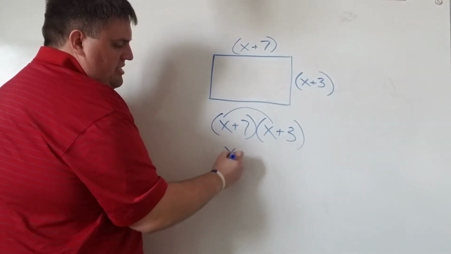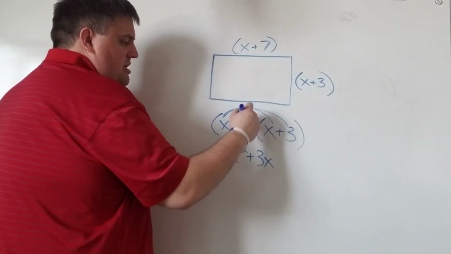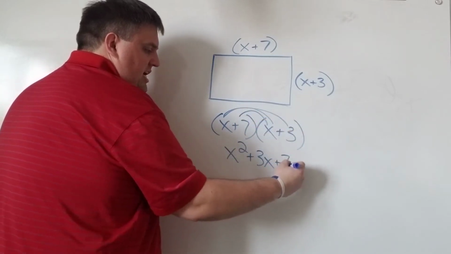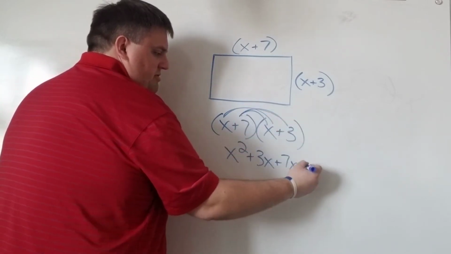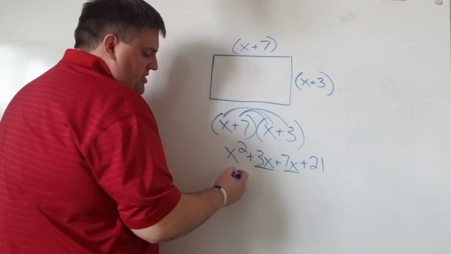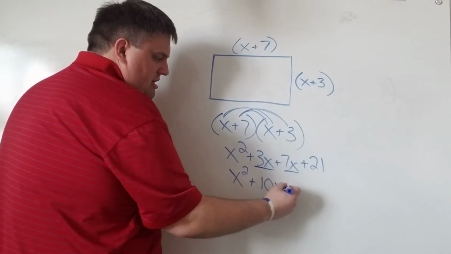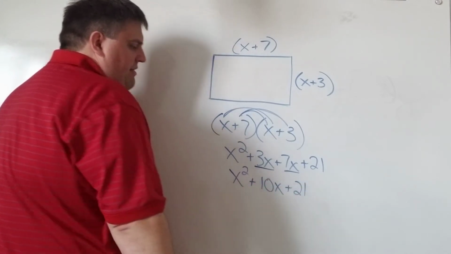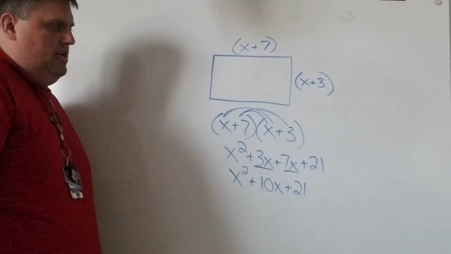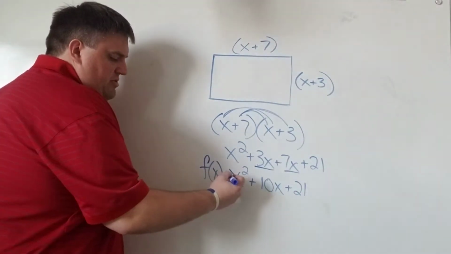X times x is x squared. X times 3 is just 3x. 7 times x is 7x, and 7 times 3 is 21. And then, of course, we're going to add our like terms in here. So we got x squared plus 10x plus 21. Now, that's the function that represents the area of this, right? So we'll say f of x equals.